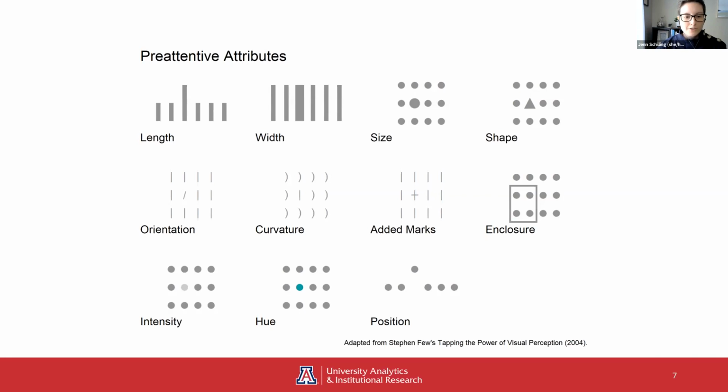When we add marks, that makes things stand out. So again, in scatter plots, if we add a star and we have all plus signs, that one will stand out. The enclosure one's really interesting. When we have something enclosed with a border or in a shaded area, then that stands out. So this is really helpful if you're trying to draw attention to a certain area of a visualization or a chart. Maybe you have a trend over time and you're showing a forecasted section.